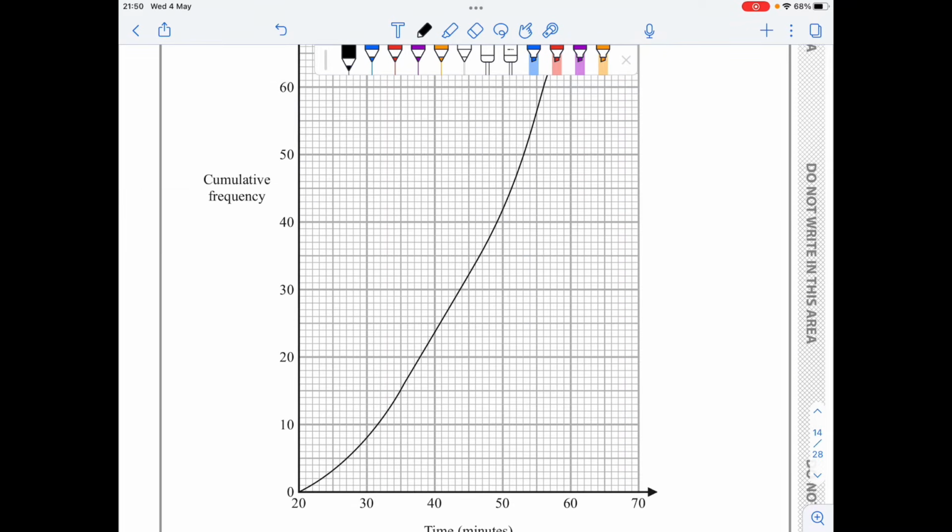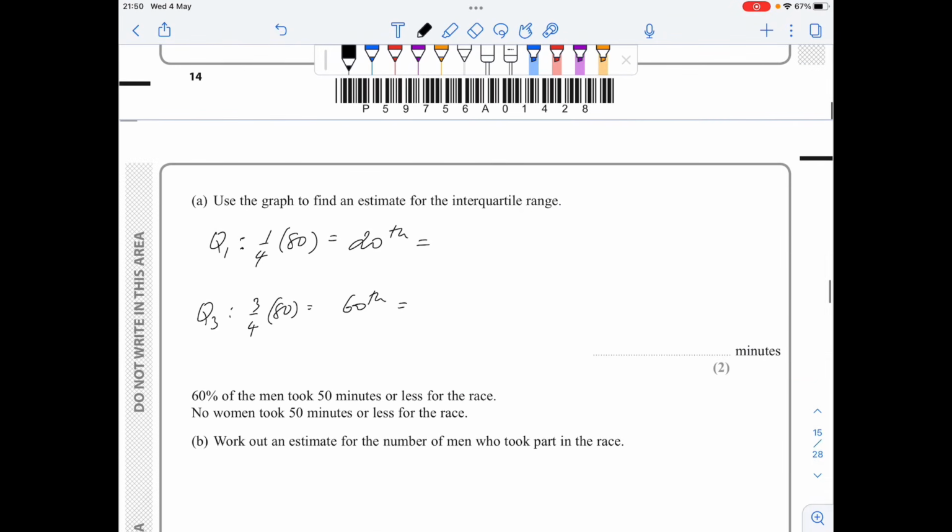To find these numbers, I'll find 20 and 60 on the vertical axis and then read off their corresponding x coordinates. So the values I get are 38 and 56. So the interquartile range is their difference, which comes out to be 18 minutes.